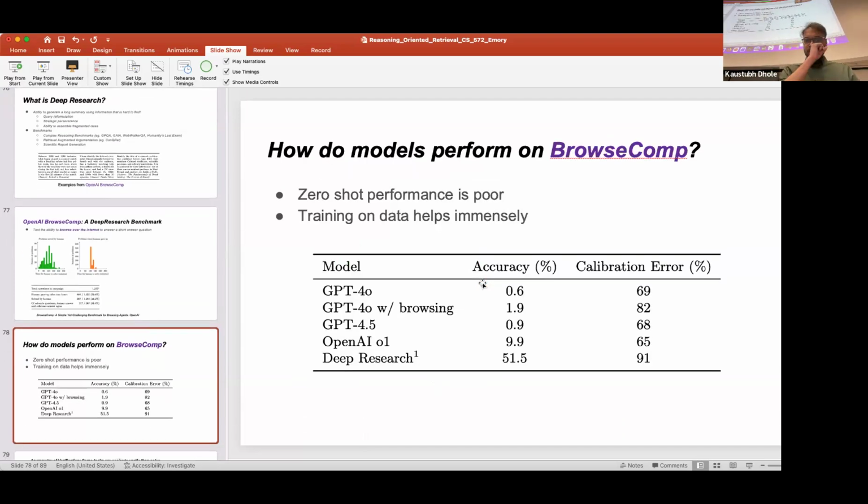Now, how do models perform on BrowseComp? These figures are from 2025, so definitely the numbers would have changed now. But at that time, zero shot performance was very poor for most standalone models without any exposure to data. OpenAI o1, which used some sort of reasoning, had about 10% accuracy. Deep Research, which OpenAI did not release how they trained, achieved a good accuracy of 51 as compared to the others.